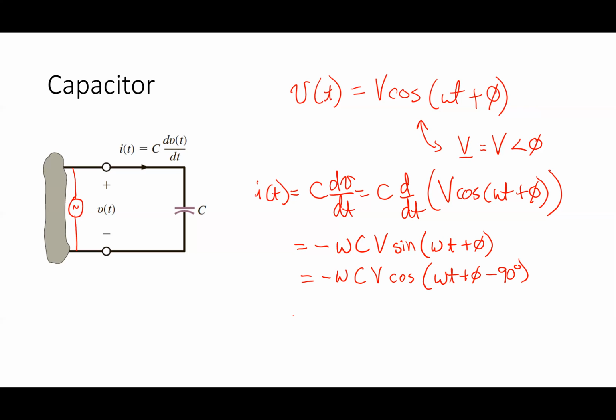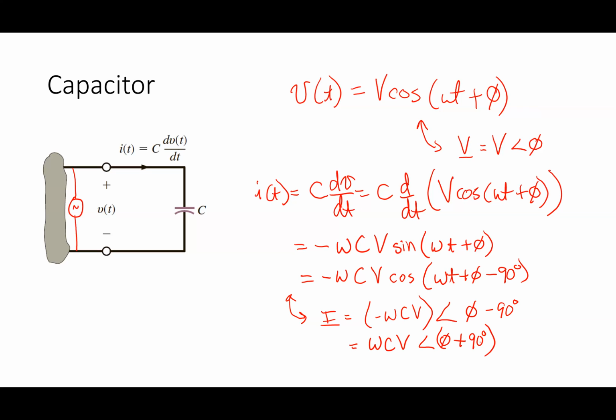Okay. So let's phasorize this guy. What's his magnitude? In front, I've got negative omega C V, and then with an angle of phi minus 90 degrees. If I multiply by negative 1, what does that do to the angle? It makes it plus 90, right? So this becomes omega C V, and his angle is going to be phi plus 90 degrees.